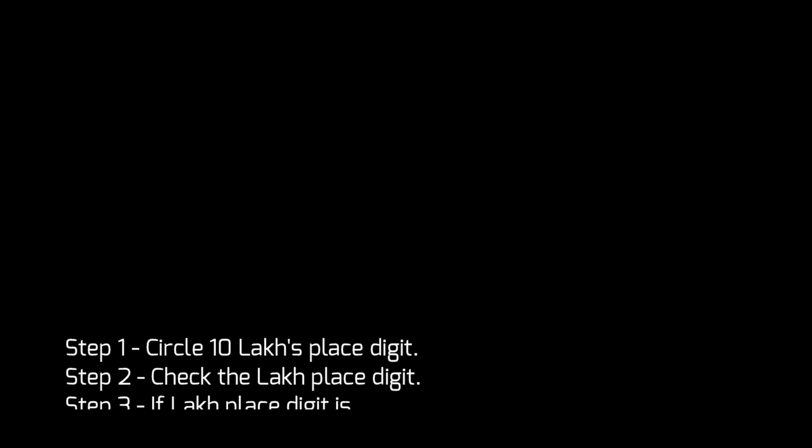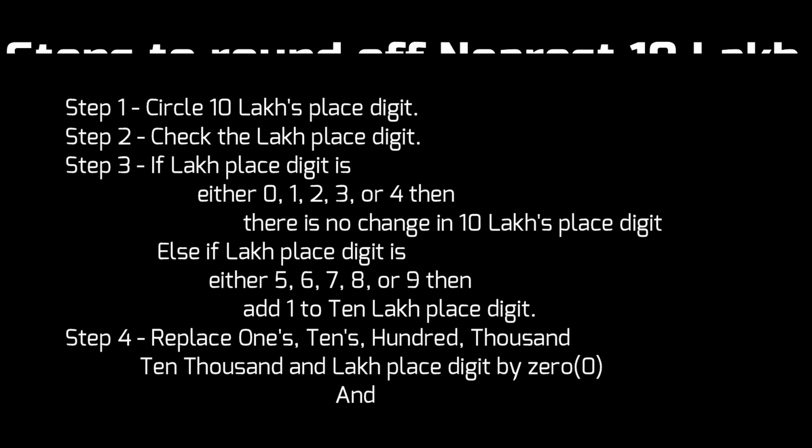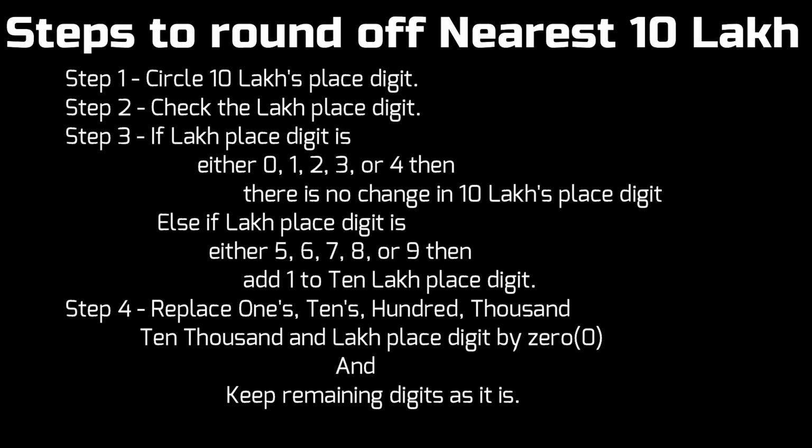Steps to round off to the nearest 10 lakh. Step 1: Circle the 10 lakh place digit. Step 2: Check the lakh place digit. Step 3: If the lakh place digit is 0, 1, 2, 3 or 4, then there is no change in the 10 lakh place digit. Else if the lakh place digit is 5, 6, 7, 8 or 9, then we need to add 1 to the 10 lakh place digit.